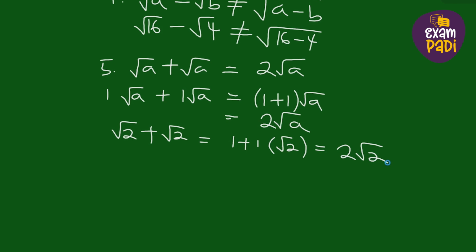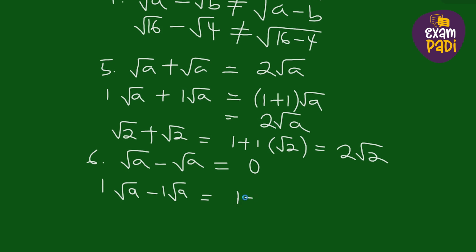Rule number 6. If I have root A minus root A, this is equal to 0. How? Root A has a coefficient of 1. This root A also has a coefficient of 1. So I have 1 minus 1 in brackets root A. 1 minus 1 will automatically give me 0. 0 multiplied by root A is 0.